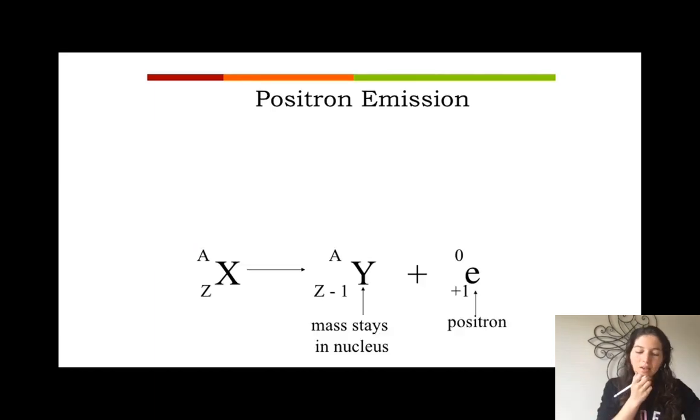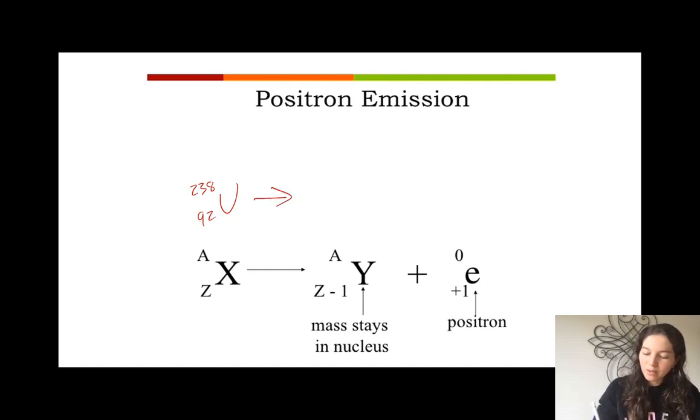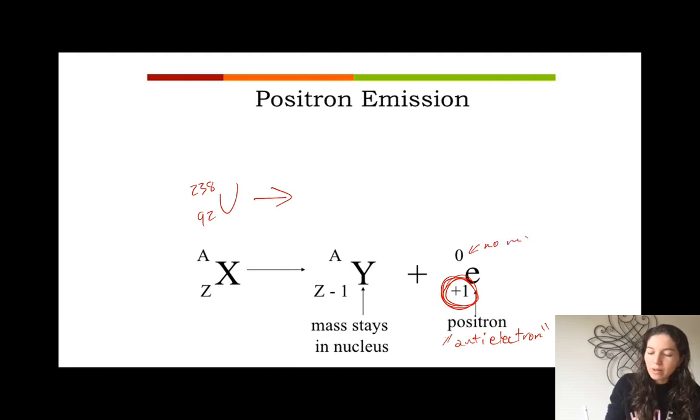Okay. So here's kind of what that looks like. Let's use uranium again as an example. If uranium underwent positron emission, where it emits a positron or an anti-electron, you'll notice that the symbol we use for a positron is the same as an electron. We use e, but the charge on it is different. It's positive. It still has no mass, which is important. So this is how you represent a positron. Make sure you have that written down.